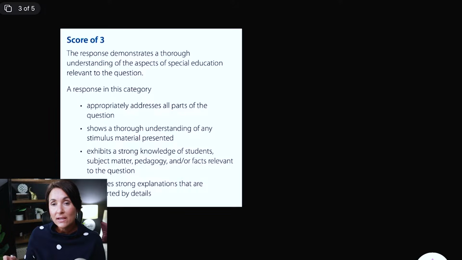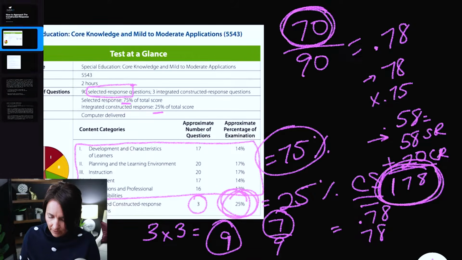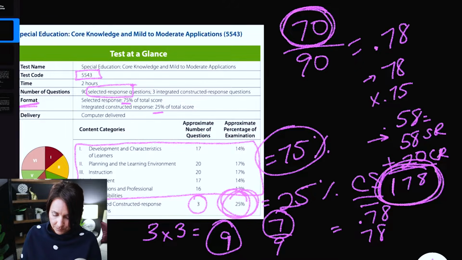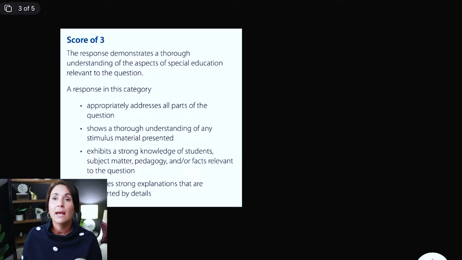All right, so let's take a look at a score of 3 for the constructed response for this particular exam. This is for the special education test, and let me go back to that blueprint right here. The special education test, 5543. This is where we have 5 content categories of selected response and then 1 constructed response section, and there are going to be 3 questions there. So let's take a look at what a score of 3 looks like.